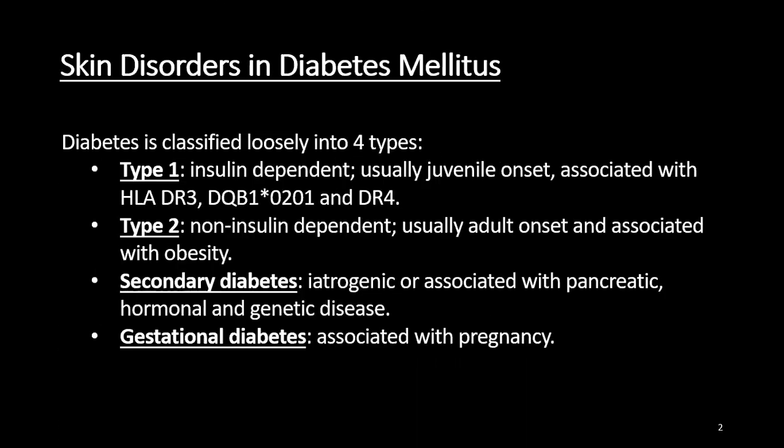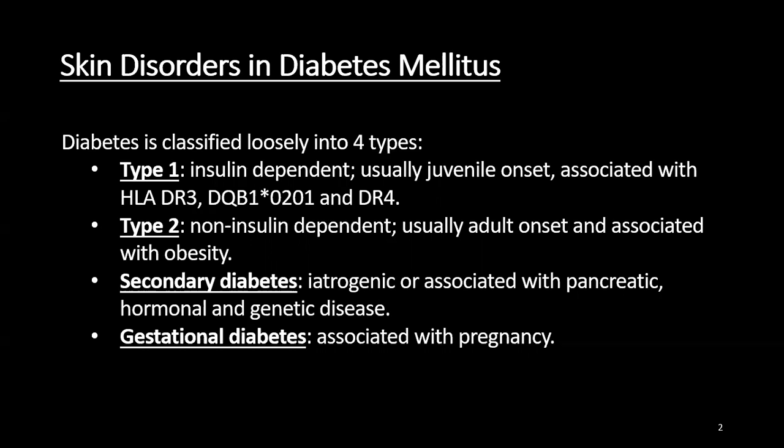As you all know, diabetes is of 4 different types. The first one is type 1 or insulin-dependent diabetes. It has an adolescent or young age onset, and it is associated with some genes. Particularly these genes are HLA-DR3, DR4, and DQB1.